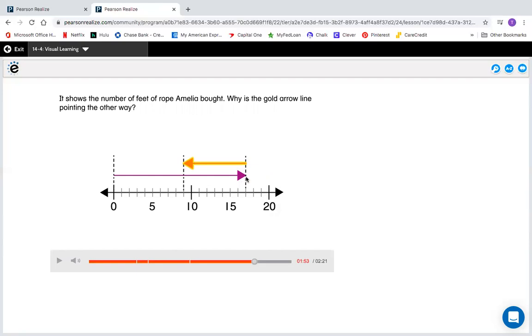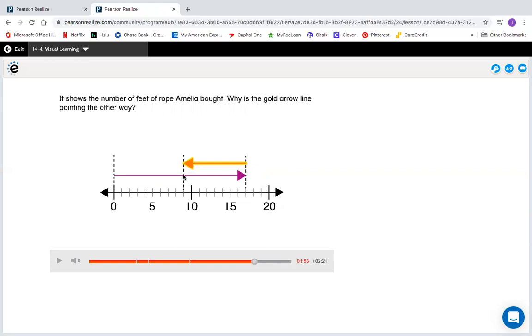So if I'm cutting something off, this is actually showing me my actual rope, and this is showing me if I start here and I go backwards, I'm going to cut off that amount of rope, and this is how much rope she will have left. So the arrow is pointing the other way. It's pointing left because it's subtracting.